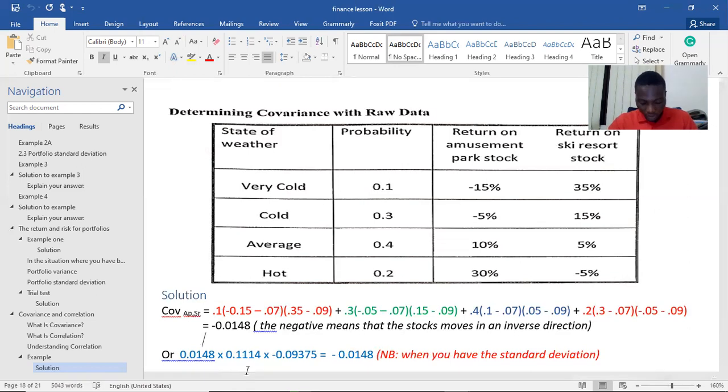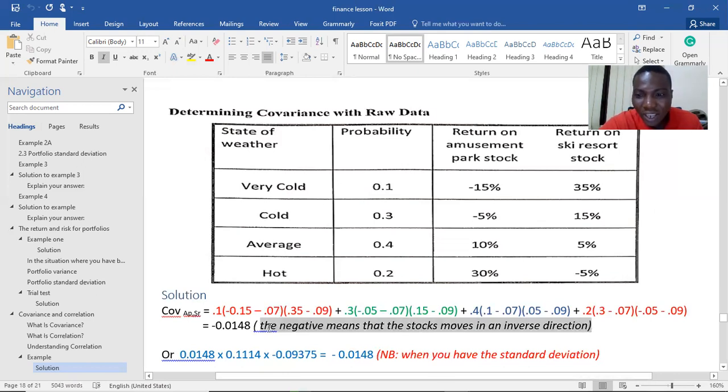So when you finish, you get a negative answer. The negative tells you that the investments moved in an opposite direction. When one is rising, one is falling. So you can see that whilst this one is in negative, this one is in positive. Whilst the other one is in negative, this one is in positive. So whilst this one is rising, this one is falling. Whilst it is rising from here, this one is also falling. So the negative here is very, very crucial, telling you the investments move in an inverse or in an opposite direction. So this is just the answer you need for the question.